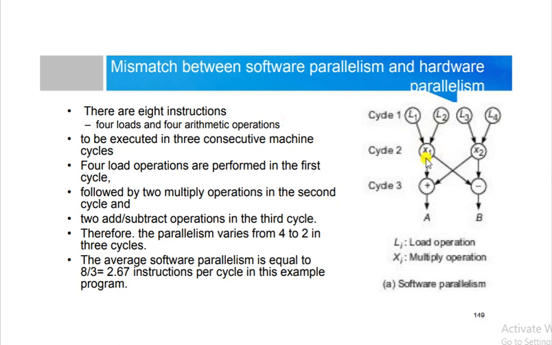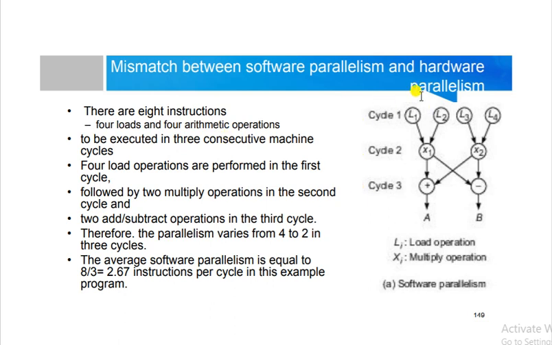That means in the second cycle there are 2 multiplications, star 1 and star 2. And in cycle 3 there are 2 more arithmetic operations, plus and minus. So we can say that there are 8 instructions, like 4 load operations and 4 arithmetic operations, right? To be executed in 3 consecutive machine cycles.